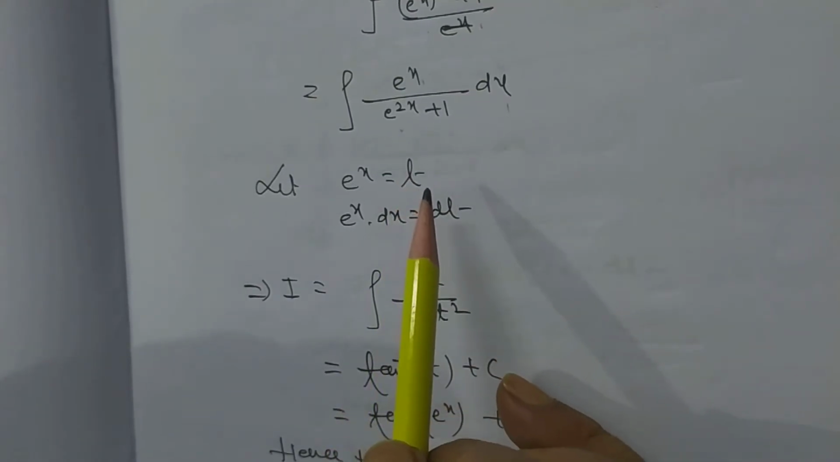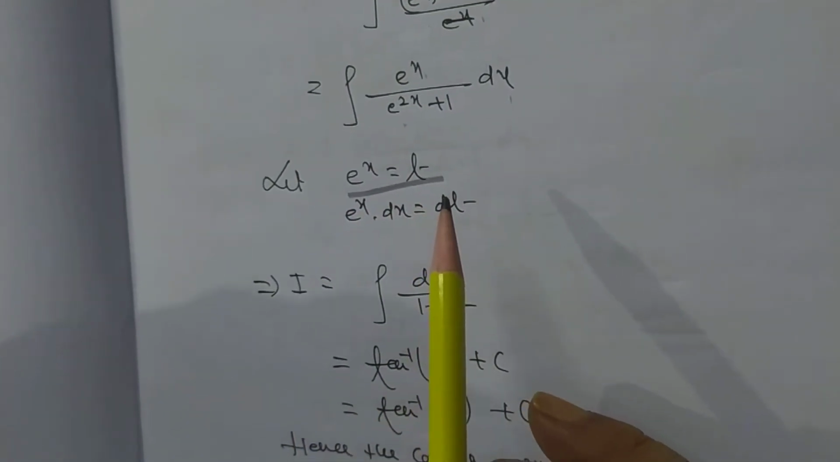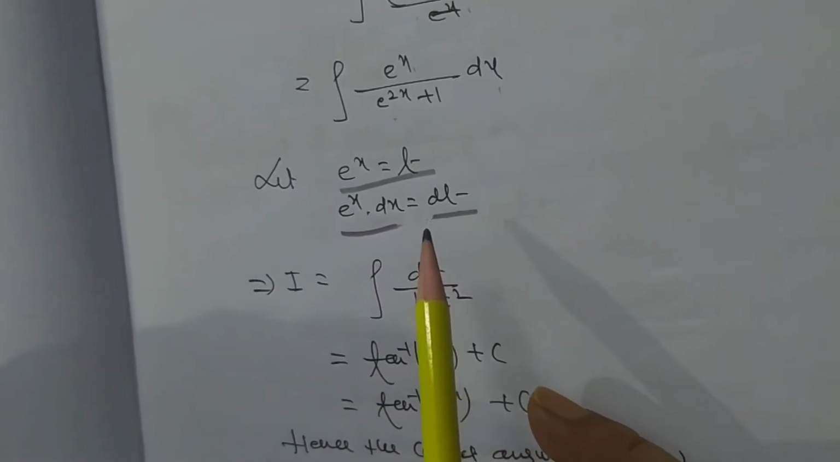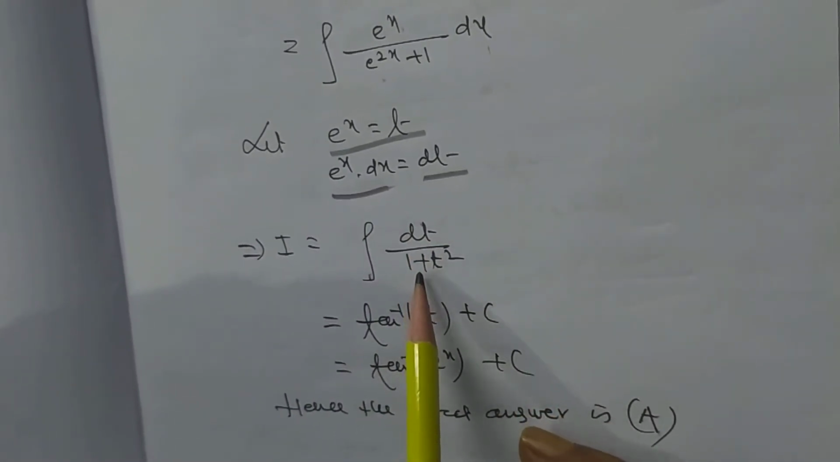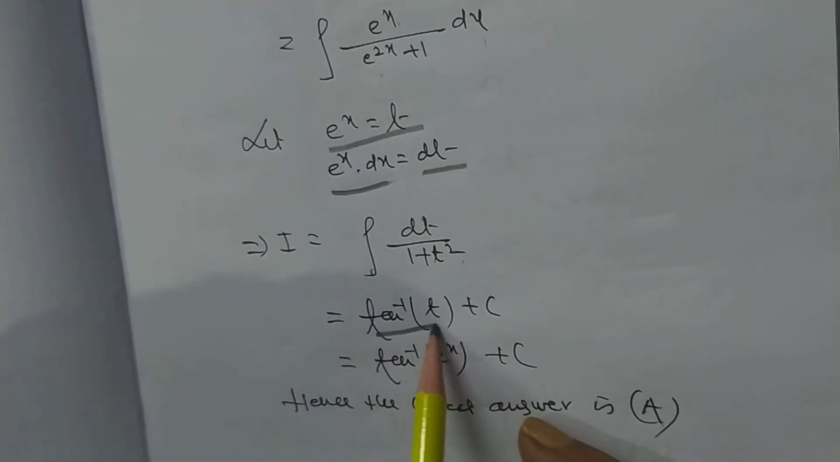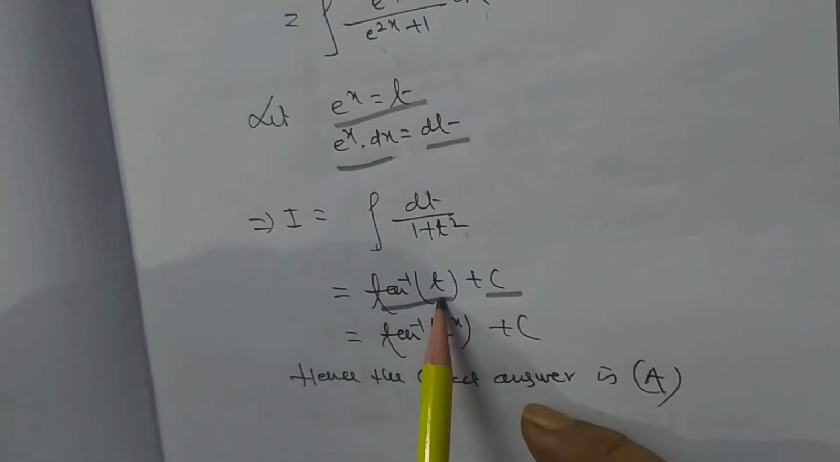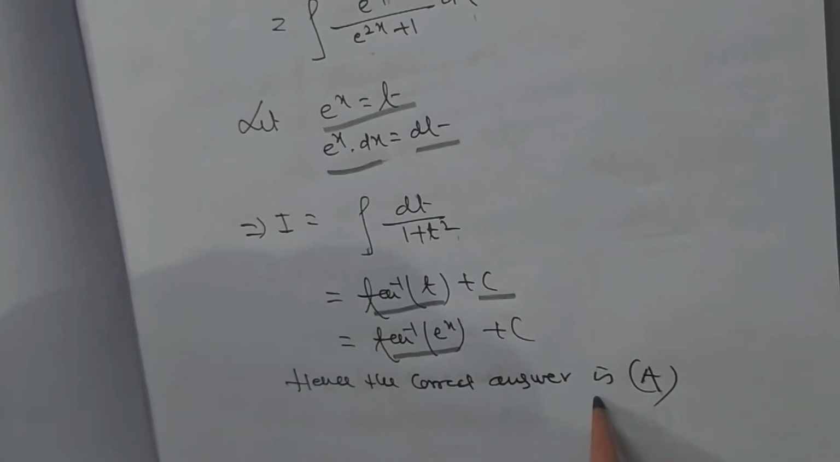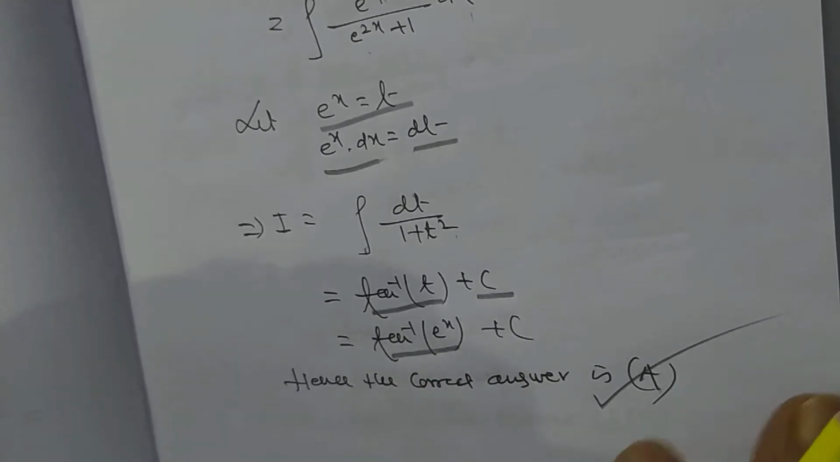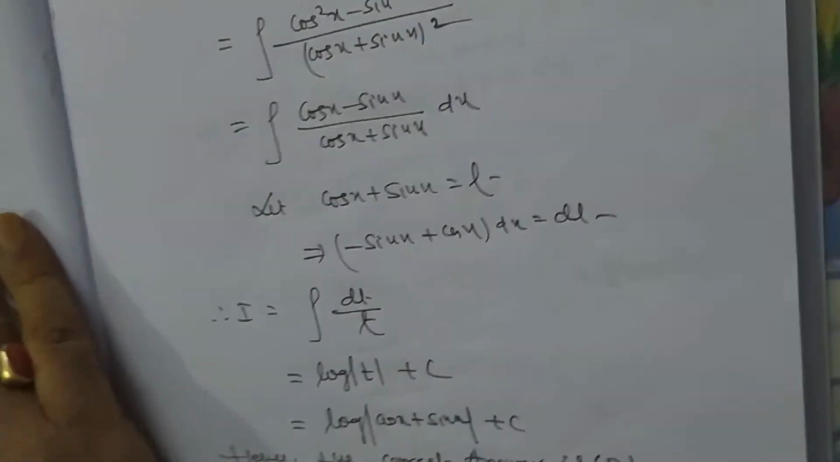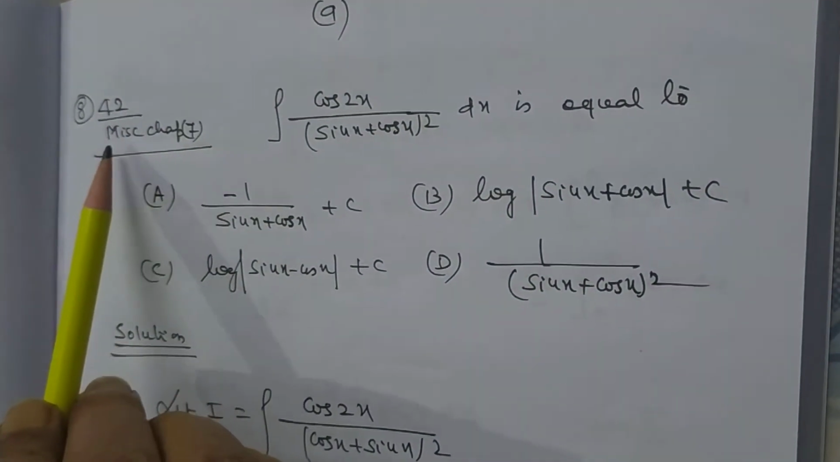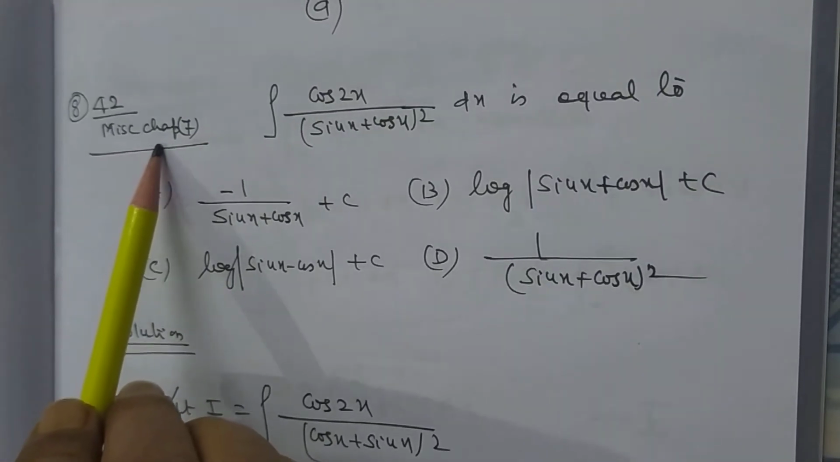Now you consider e to the power x is equal to t. Then e^x dx is equal to dt. And it will be, by the formula, the integral of dt by 1 plus t square. It is tan inverse t plus c. And the value of t is e to the power x. So that is tan inverse e to the power x plus c. So A is the correct option.